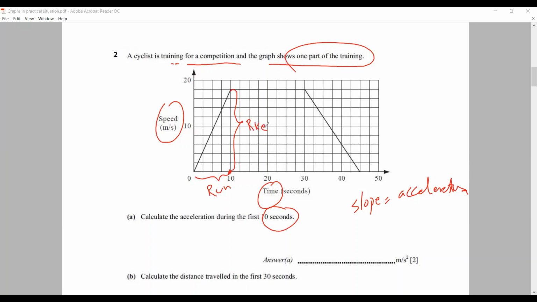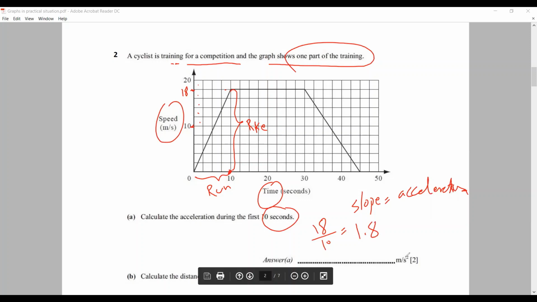Or vertical displacement over horizontal displacement. You have to be very careful in counting these squares. So I have 5 small squares between 10 and 20, so each one represents 2 units. So this should be 18 right there. And this is 10, basically 18 over 10, which is 1.8 meter per second square, right?